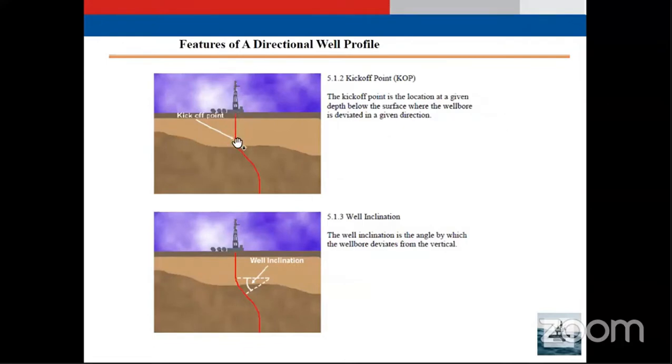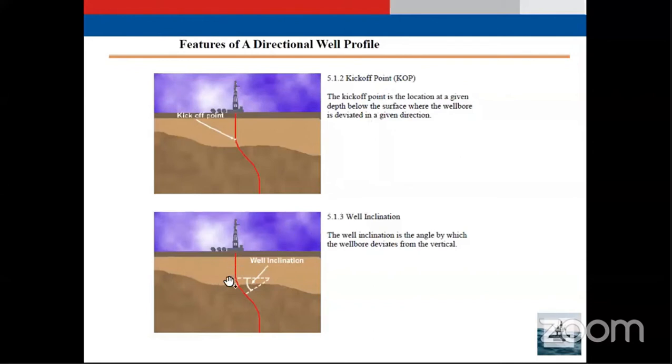At the kick-off point, it is the start of building angle, or the start of deviating the well. So we call it the kick-off point, or KOP, which is the abbreviation for kick-off point.